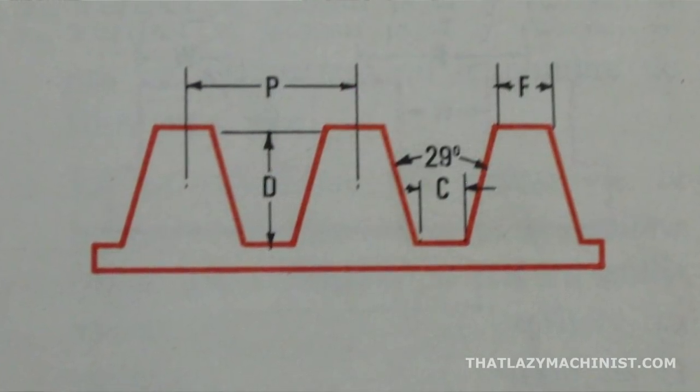So 14.5 degrees per side, and that gives me a lot more thrust, axial thrust, than radial thrust. So they do not tend to want to bind in their hole, and they push quite positively on the table. So Acme threads, good for that.